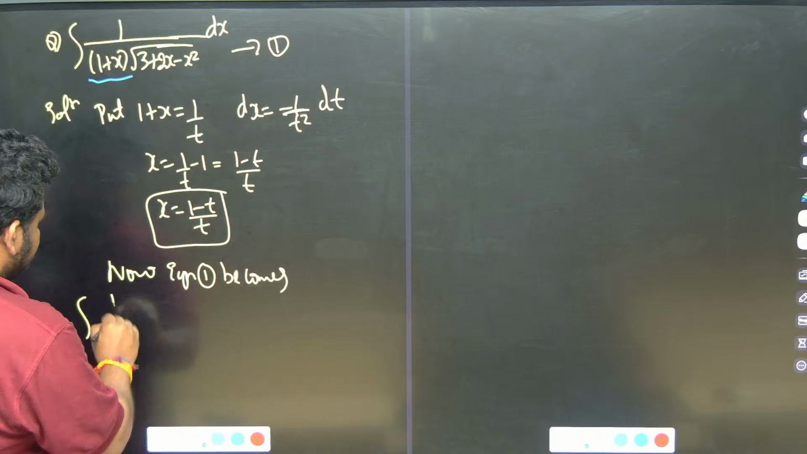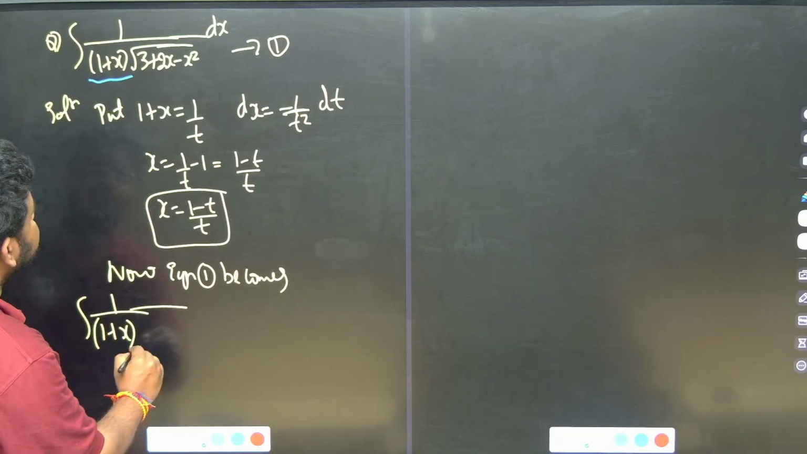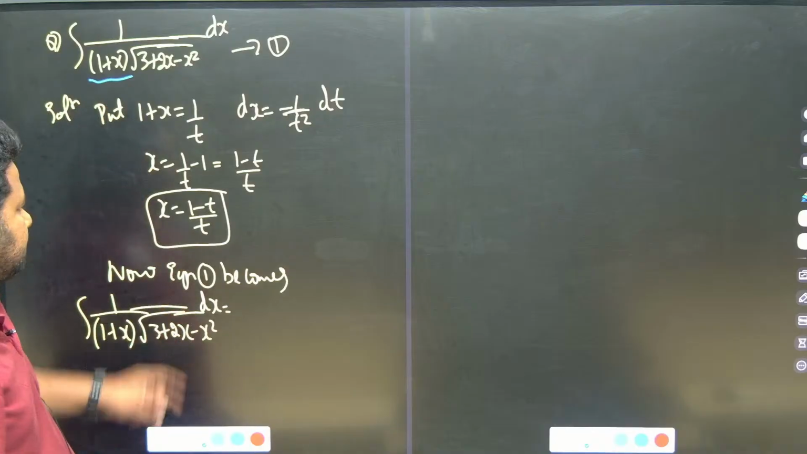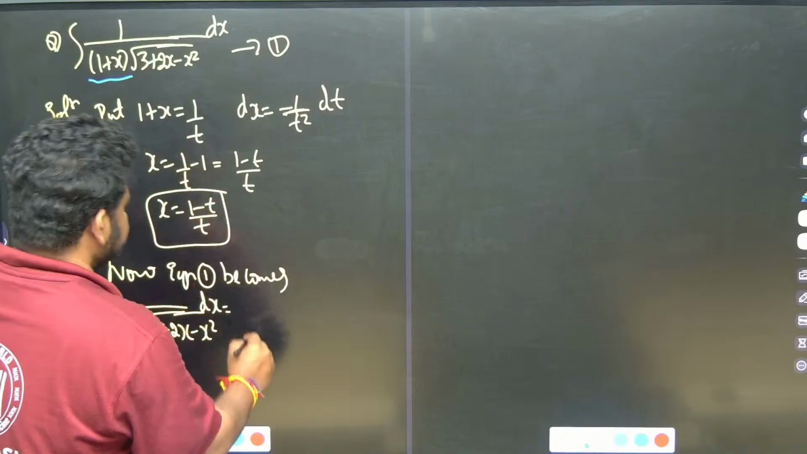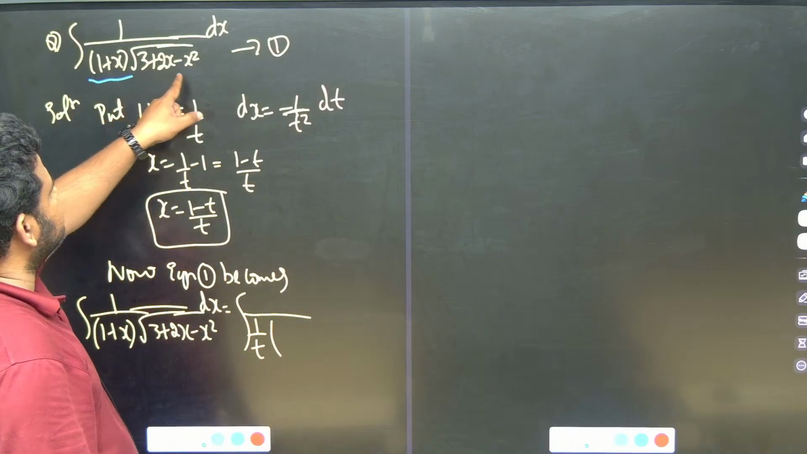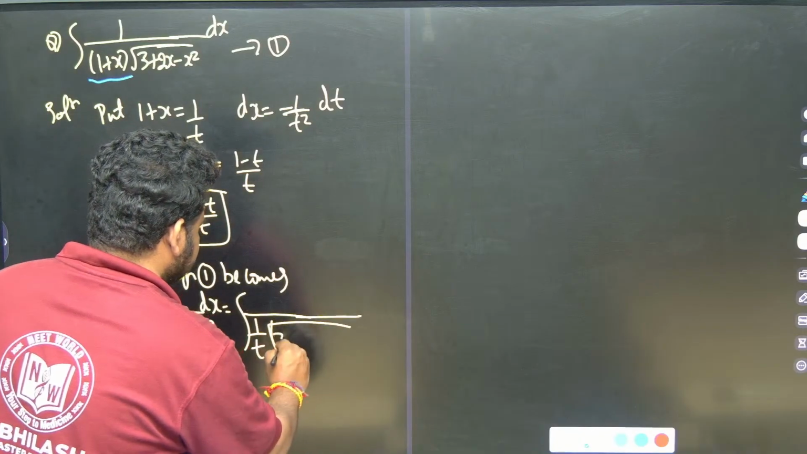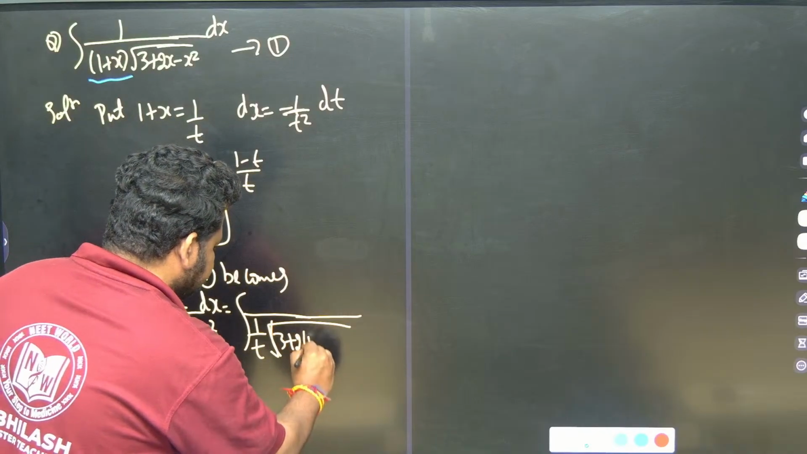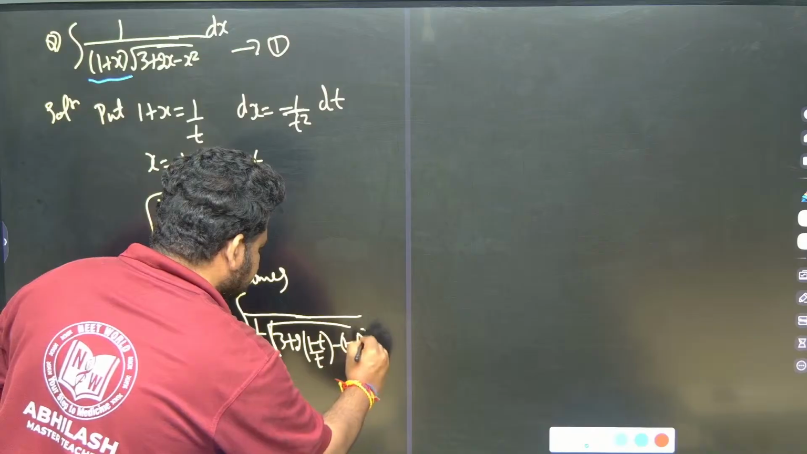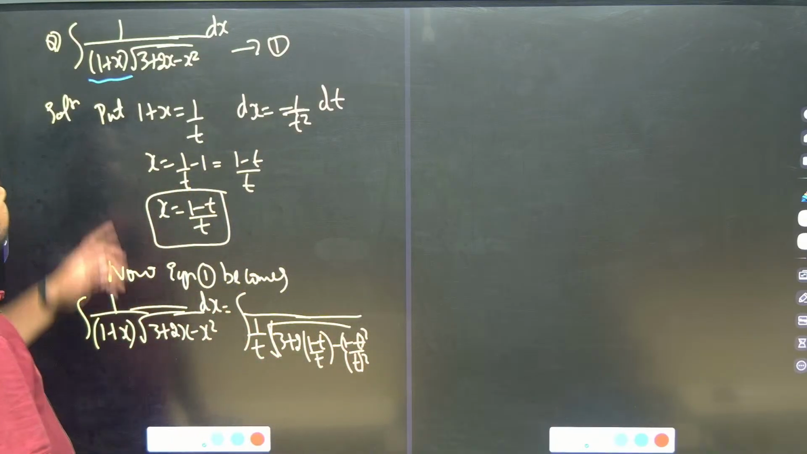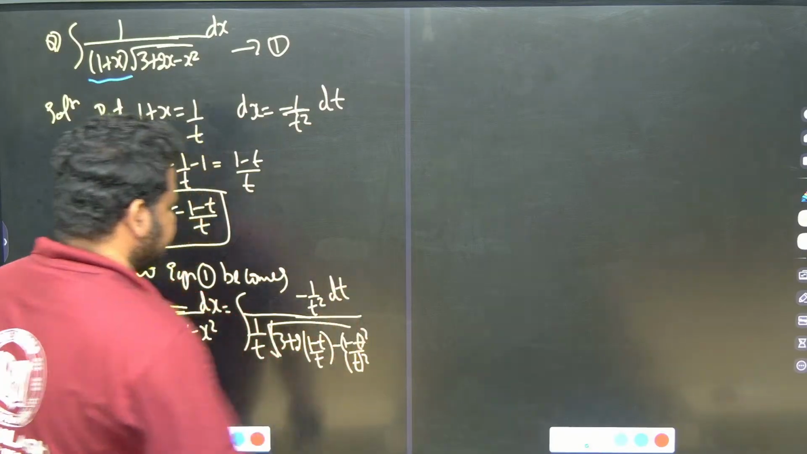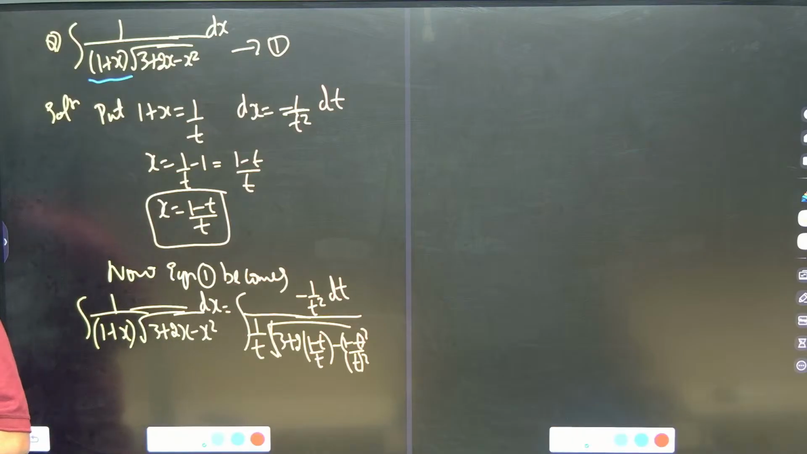Now the integral becomes: 1 by 1 plus x into square root of 3 plus 2x minus x square dx. 1 plus x is 1 by t, so this will be 1 by t into square root of 3 plus 2 into (1 minus t by t) minus (1 minus t by t) whole square, and dx is minus 1 by t square dt.